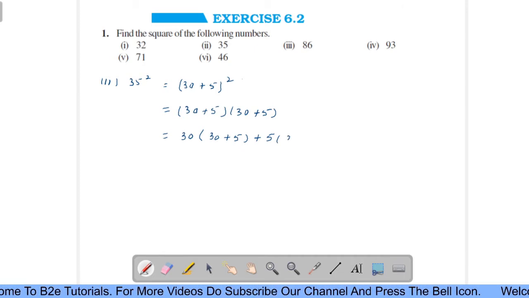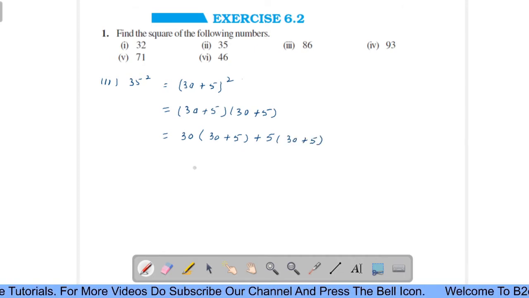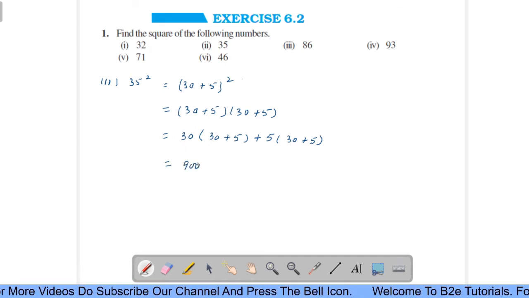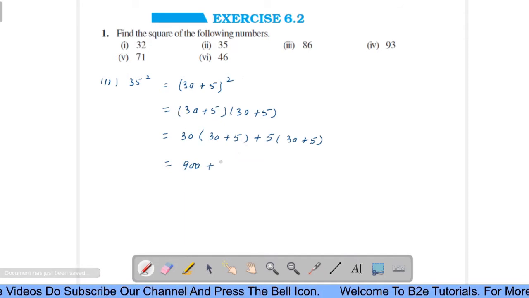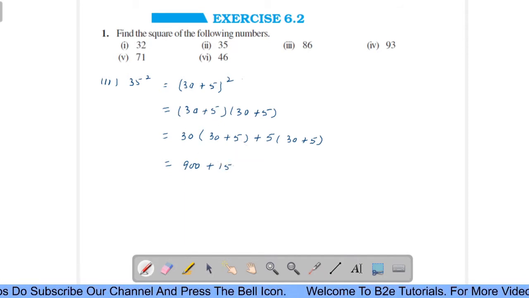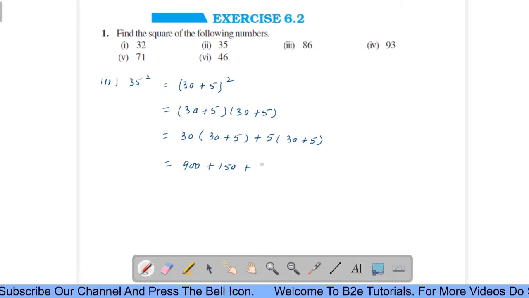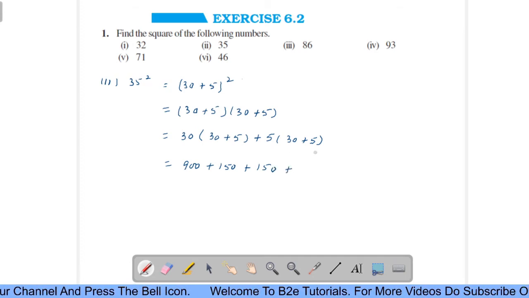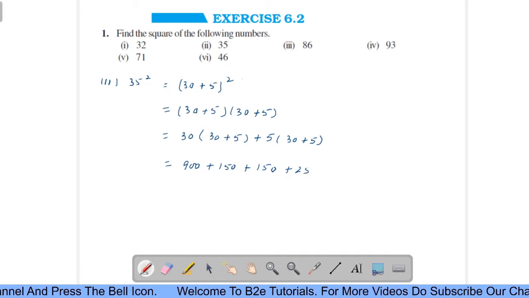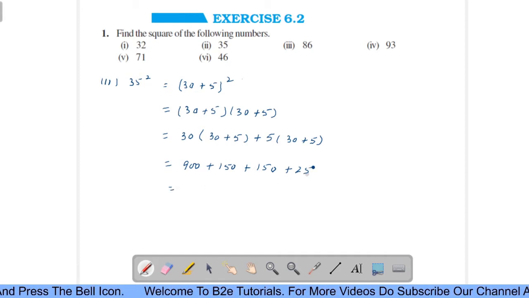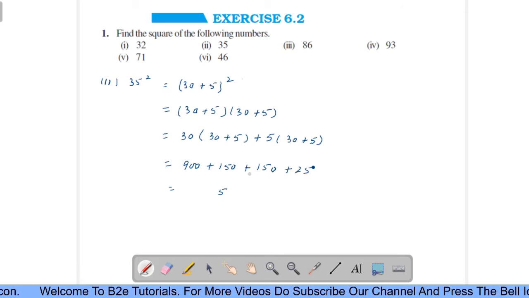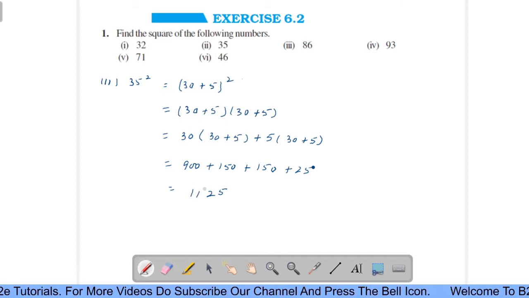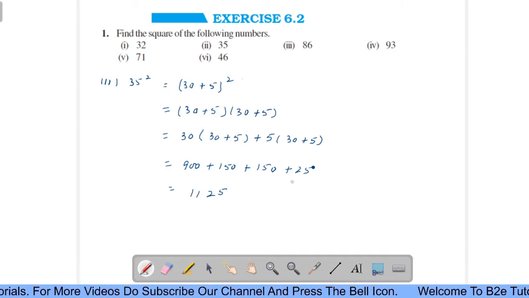Again it is multiplied by the second bracket. Now open this bracket. 30 into 30, it is 900, plus 30 into 5, it is 150, plus 5 into 30, it is 150, plus 5 into 5, 25. Add it, you will get 1125. This is your answer.